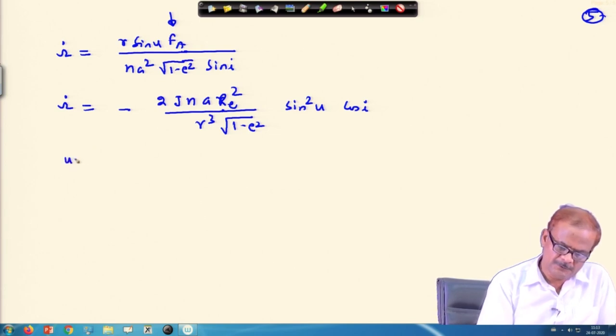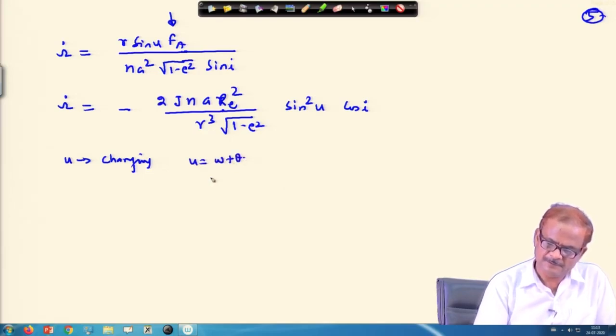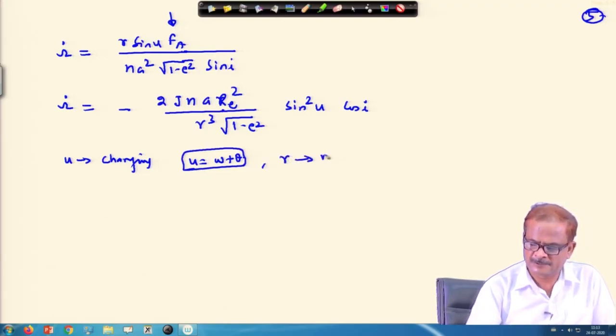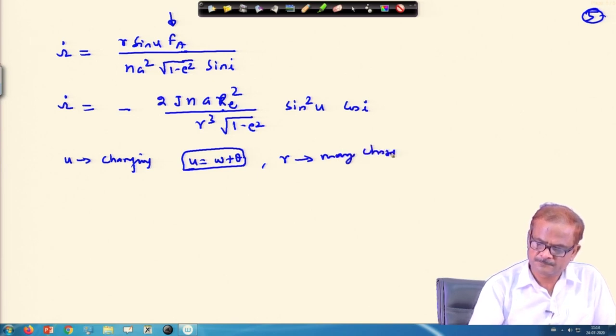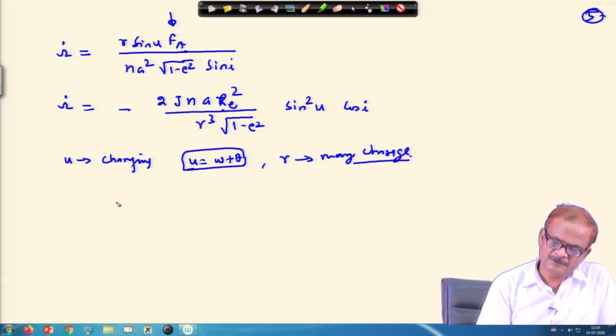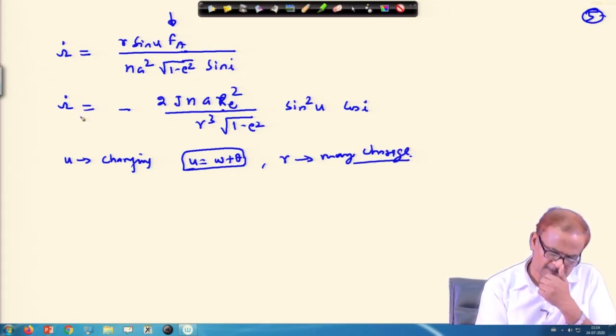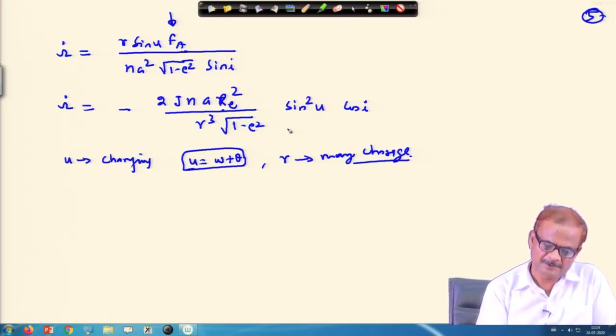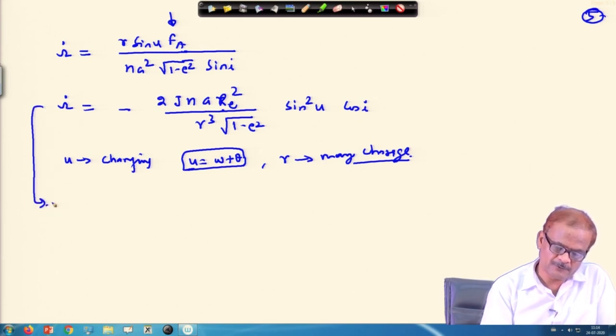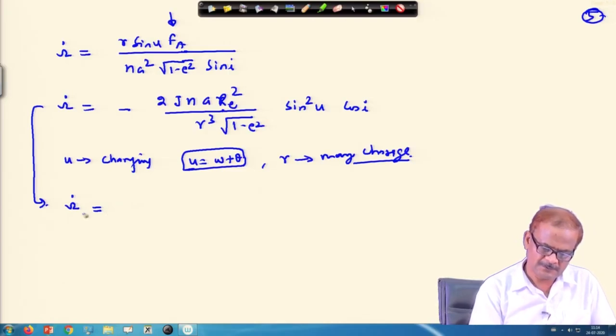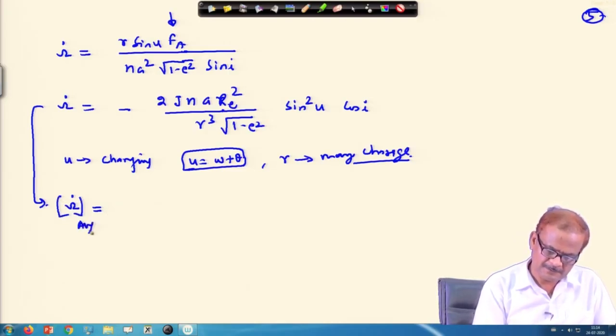So here u is changing because u we define as omega plus theta, and r also changes or may change. These things give rise to the short period variation. What we will do is first average it out to eliminate all the short period variation. So omega capital dot can be written after averaging, averaged over a period.